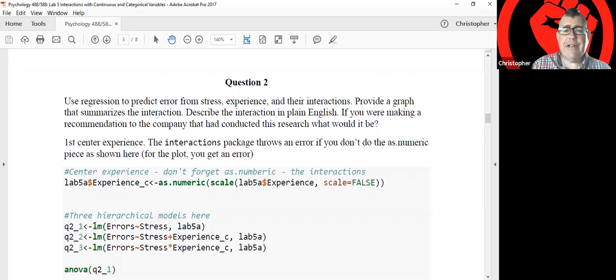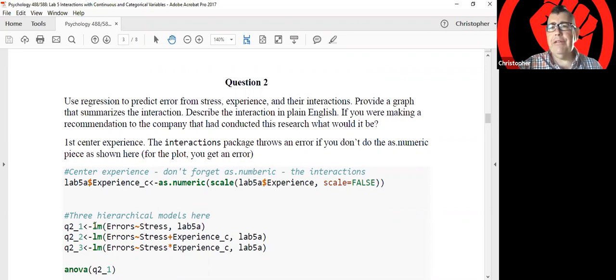That's going to be the centered version of my variable. I'm centering that variable, and I've got it as numeric. The kind of new piece here is you have to specify it's a numeric variable that you want, and then I'm scaling the old variable using the scale command, which is a centering command. Scale equals false means don't standardize the variable. That as numeric piece, if that's not there, you will get an error in your plot. It's very strange why it does that.